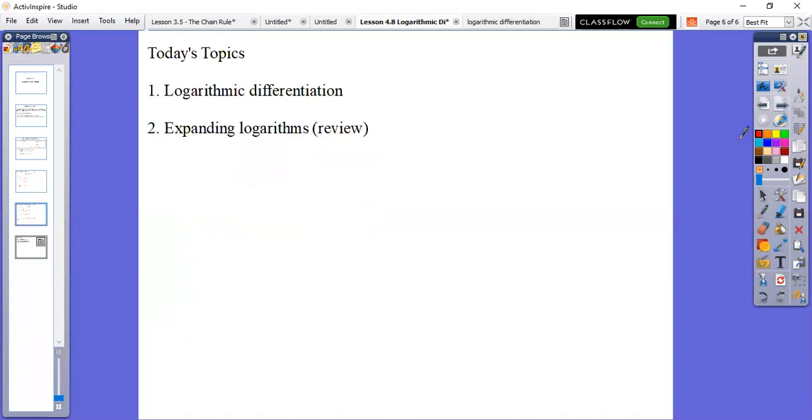So that is it for today. We're going to do more examples of this in class, but today we talked about logarithmic differentiation, when to use it, and then also just a review of expanding logarithms that will be useful when doing this kind of logarithmic differentiation.